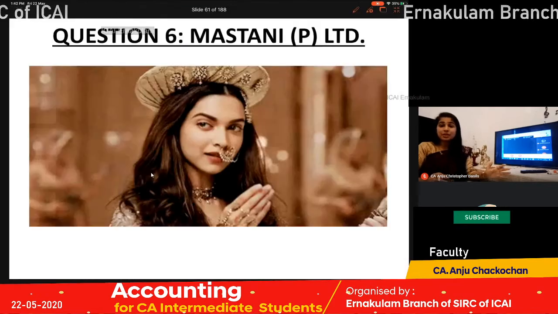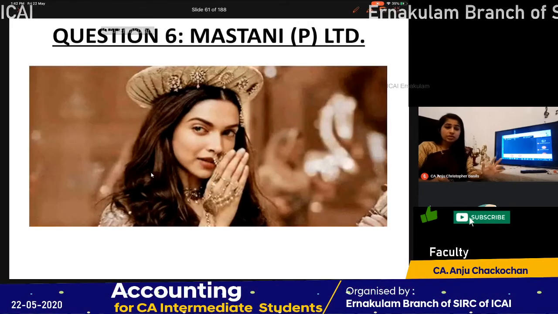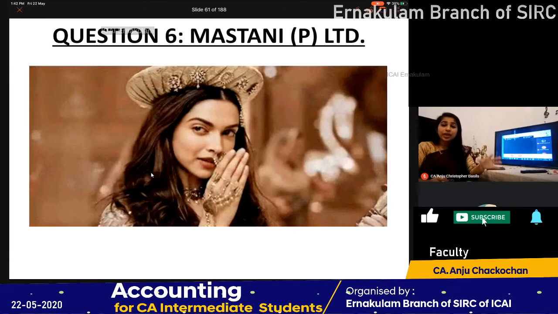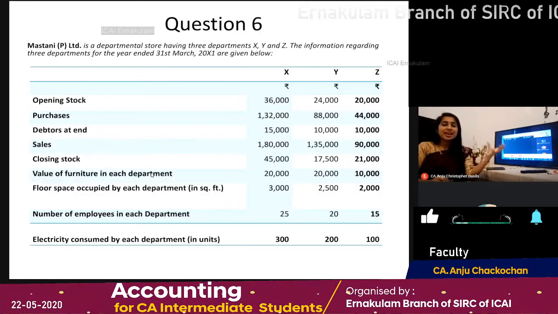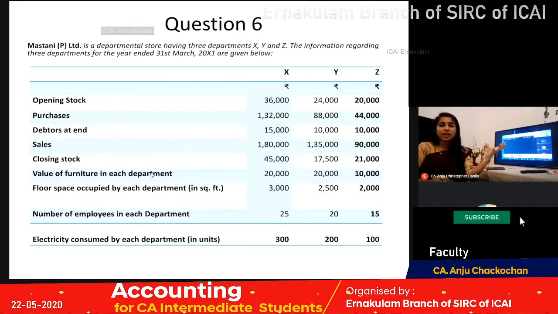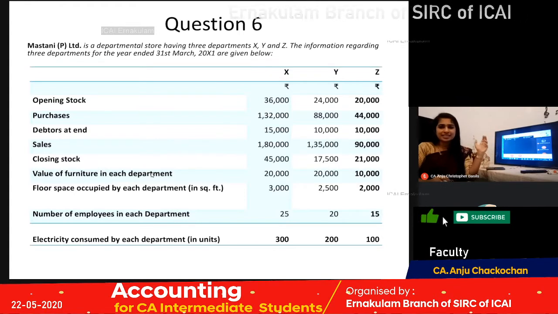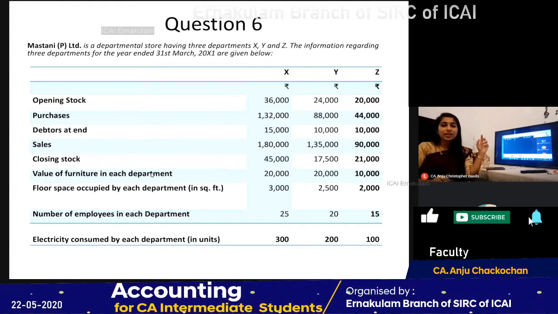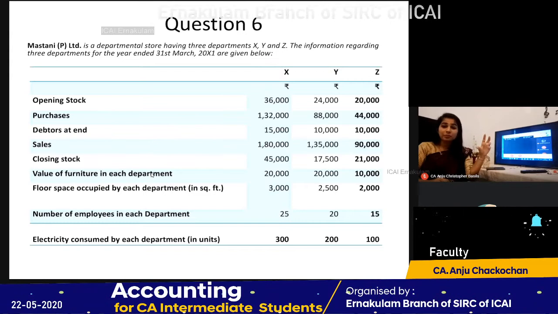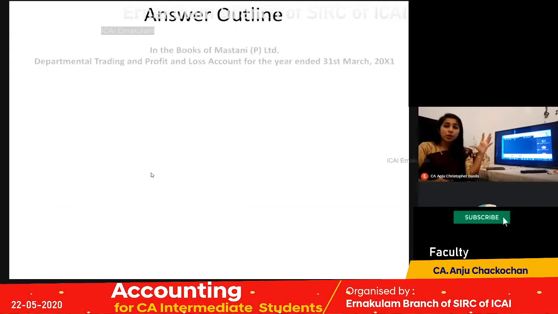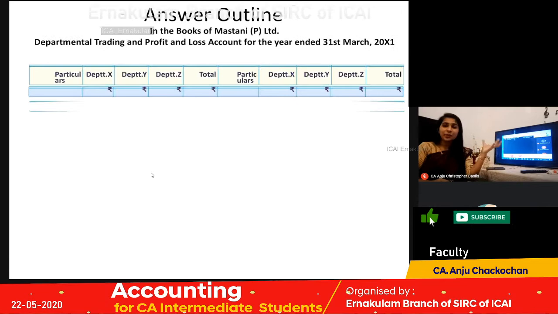Now, after question 5, we dealt with Mastani Private Limited. In the Mastani Private Limited, we did some additional adjustments. We were given some common expenses, and we had to allocate them on some reasonable basis. For that we had to compute the ratios. On what ratios can we actually allocate the common expenses?